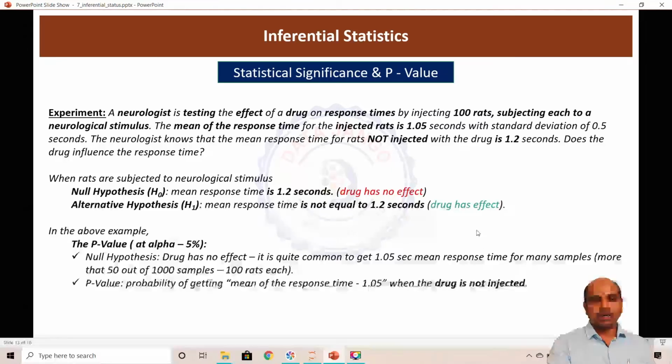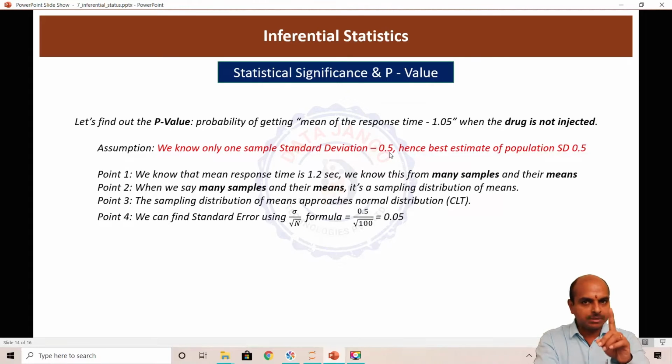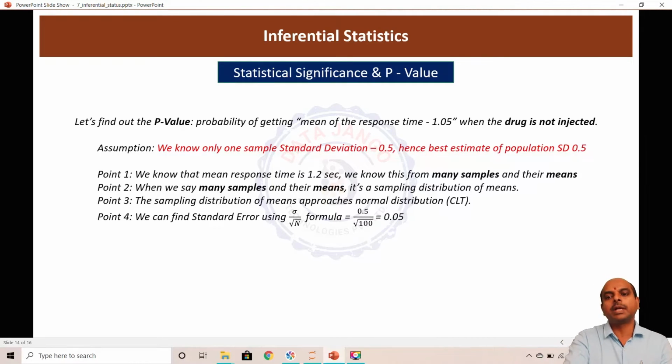Okay, to find that out, we need to make some assumptions and we need to bring out some data from our problem statement. So here the assumption we are making is, we know one sample standard deviation. When the drug was injected, the sample mean response time is 1.05 seconds and the standard deviation is 0.5. Only one sample standard deviation we know. Now the best estimation of the population standard deviation, we can take that as the population standard deviation. So we are assuming that the population standard deviation is also 0.5 seconds.